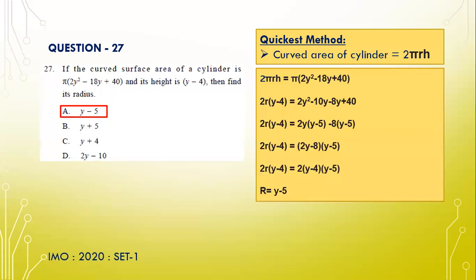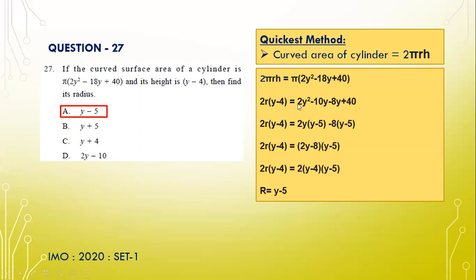If the curved surface area of a cylinder is pi into 2y square minus 18y plus 40, and its height is y minus 4, then find its radius. So what is the curved surface area of a cylinder? It is 2 pi RH, isn't it? 2 into pi into radius into height. So 2 pi RH is pi into 2y square minus 18y plus 40. Pi will get cancelled. So 2r into what is h? Height is y minus 4.